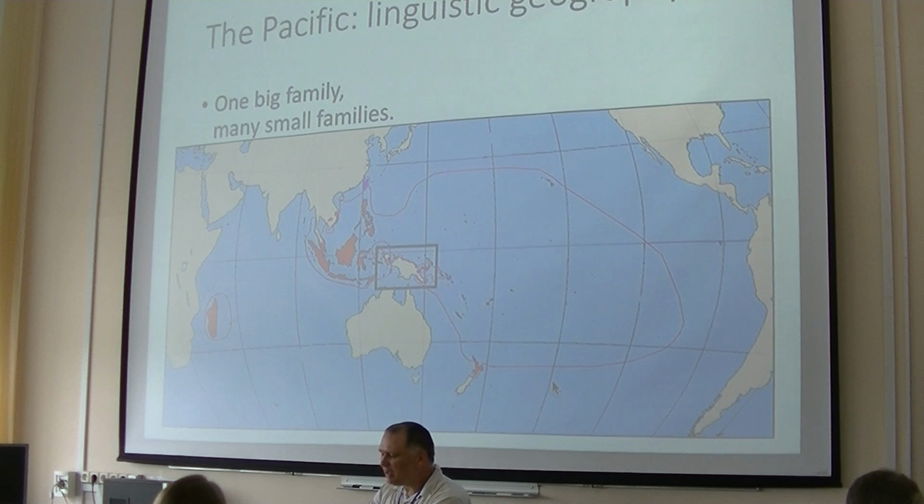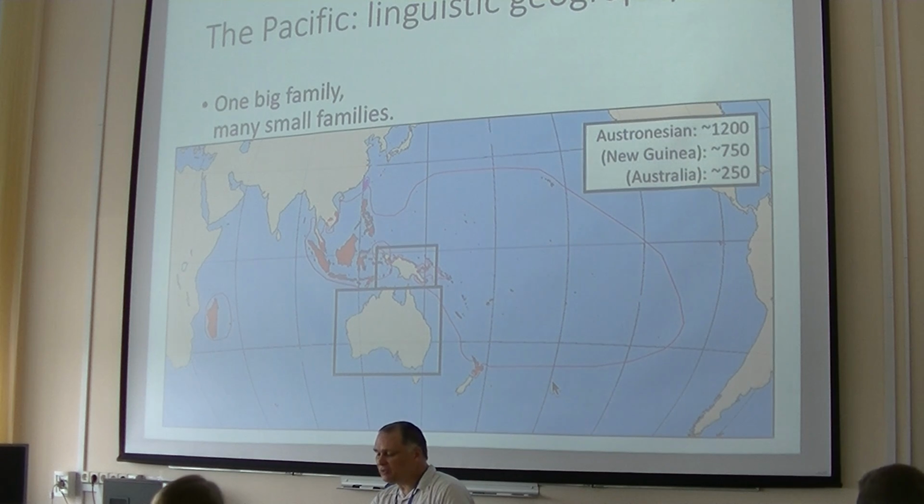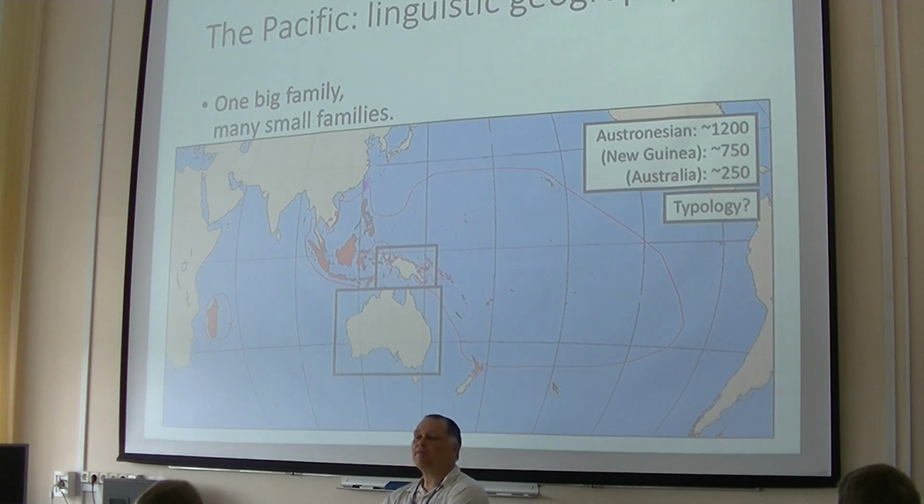Now when we look at the non-Austronesian areas, as I said, New Guinea gives us another 700 odd languages, but that's less than Austronesian. Australia has 200 plus languages at contact. Roughly half of those are still spoken to some degree. But what are they like typologically? We have to have something about the structure in order to do any areal linguistics.